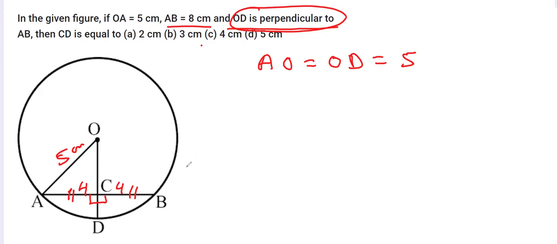The reason is perpendicular drawn from the center bisects the chord. So we have AB as 8. So clearly AC and BC are equal. So they will be 4 each.